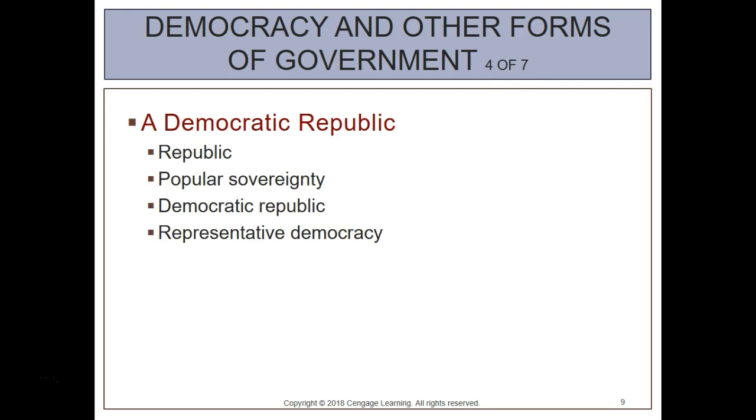Democratic Republic, you've heard that word a lot. That's what was used in Chapter 1. Throughout the chapter was a reverberating theme of the Democratic Republic, which a lot of you may realize is in fact an oxymoron, because a democracy and a republic are basically polar opposites in a lot of ways. And you can see some elements contained here: republic, popular sovereignty, democratic republic, and representative democracy.